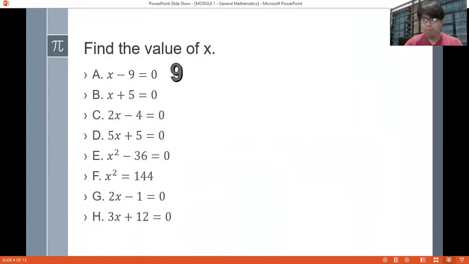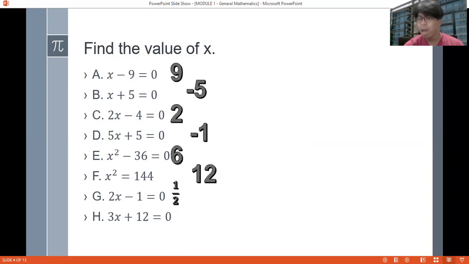Next, letter B, negative 5 for x plus 5 equals 0. How about letter C? 2x minus 4. That is positive 2. Next one, 5x plus 5, that is negative 1. How about x squared minus 36? Very good, that is 6. How about letter F? We have 12. For letter G, we have 1/2. And for letter H, very good, negative 4.